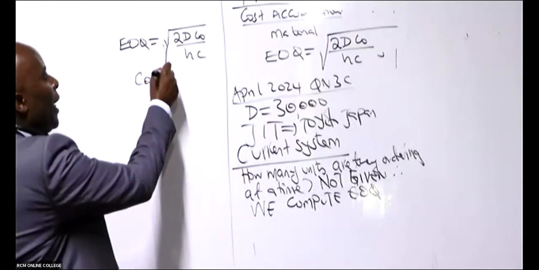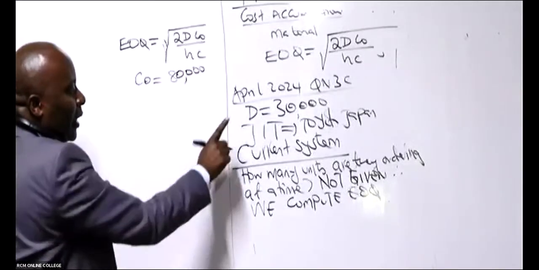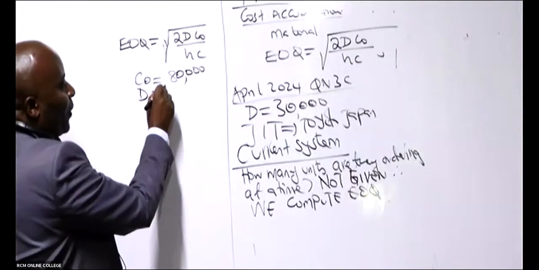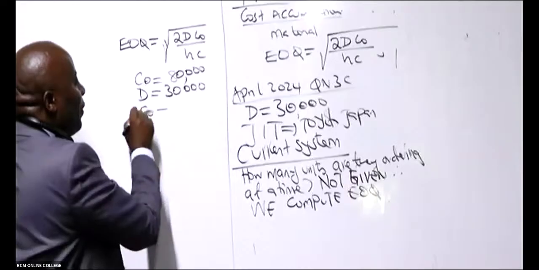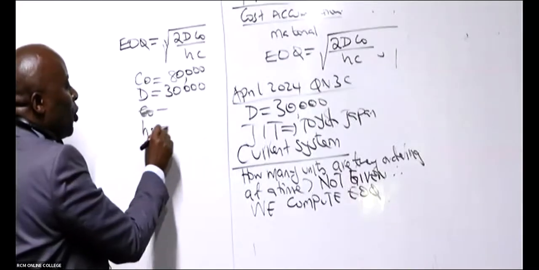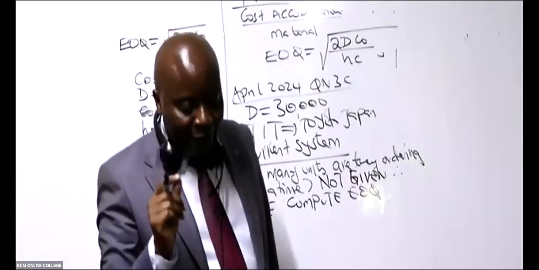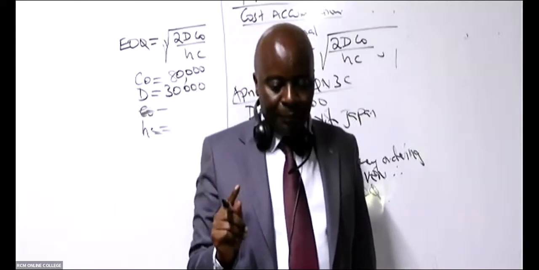So CO is 80,000. Annual demand, already we have gotten that as 30,000, isn't it? Yeah, so I can write it. Annual demand is 30,000. Do we have cost per order? This is given already. You have given it to me. How about holding cost? Holding cost per unit per annum. Has this been given to us? Thank you, Eric. At least Eric is following.